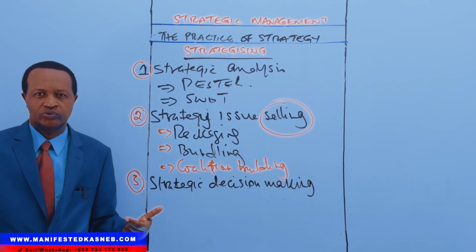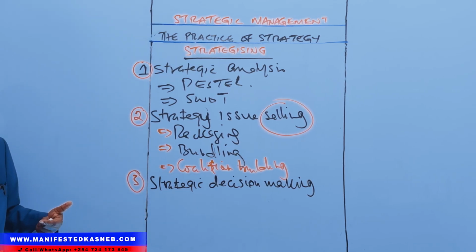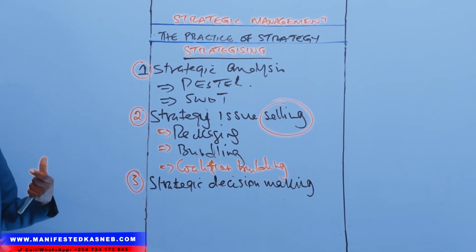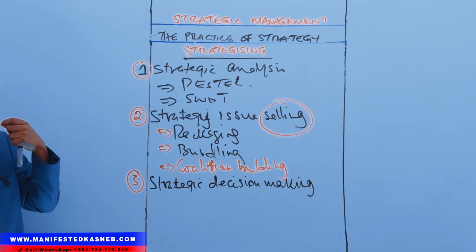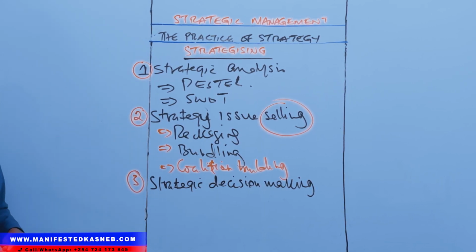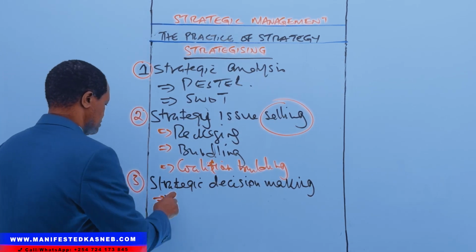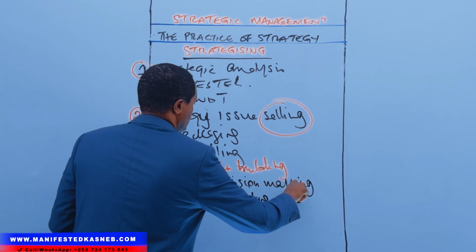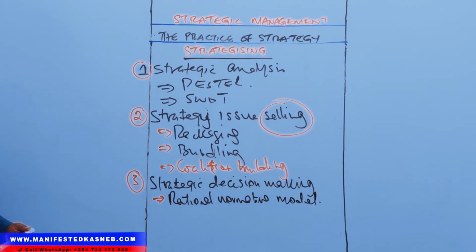It's less rational because it may call for a rational normative model where decisions are made based on objective data and logical evaluation of alternatives. So strategic decision making may be through the rational normative model, where decisions, as I've said, are made based on objective data and logical evaluation of alternatives.